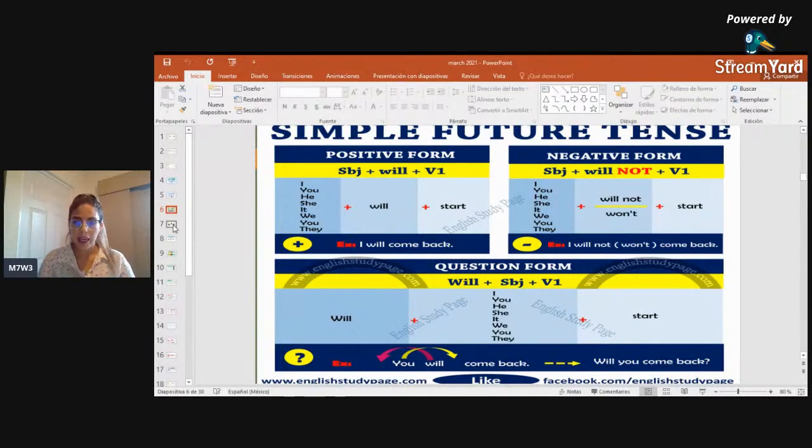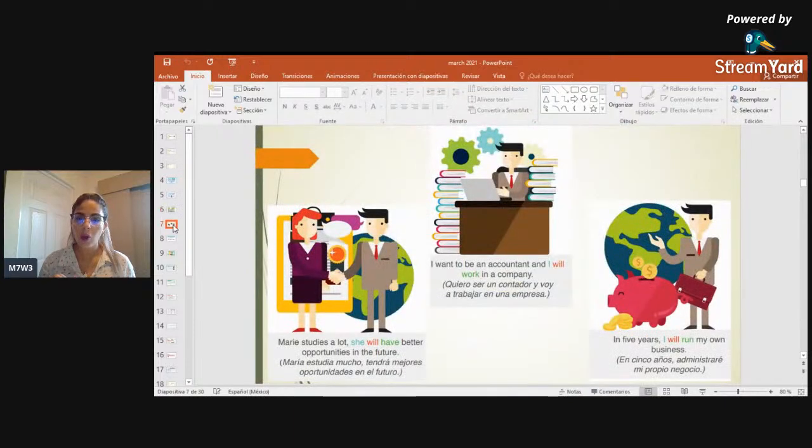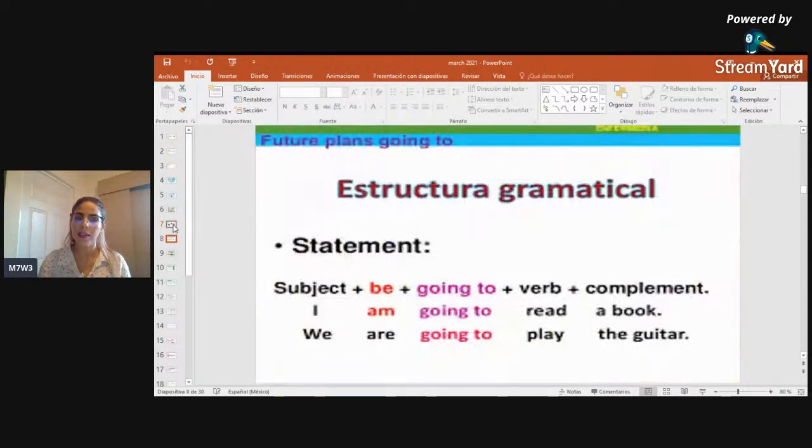Okay, in this case, we already have the structure for will, but then we have another example here. Mary studies a lot. She will have better opportunities in the future. María estudia mucho. Ella tendrá mejores oportunidades en el futuro. En este ejemplo, nosotros tenemos la oración con she. She will. Esto, el will, aplica para todos, ¿ok? Puede ser para yo, tú, él, nosotros, ustedes, ellos. Okay? In this case, there is nothing to take care of.